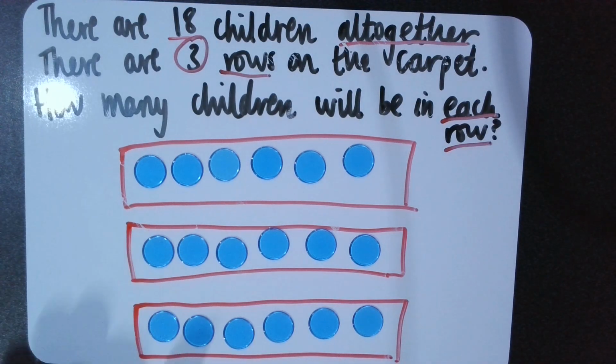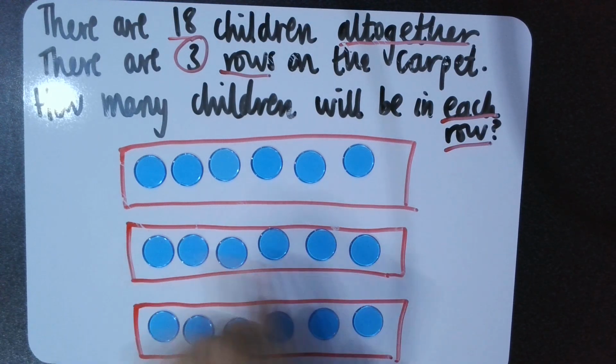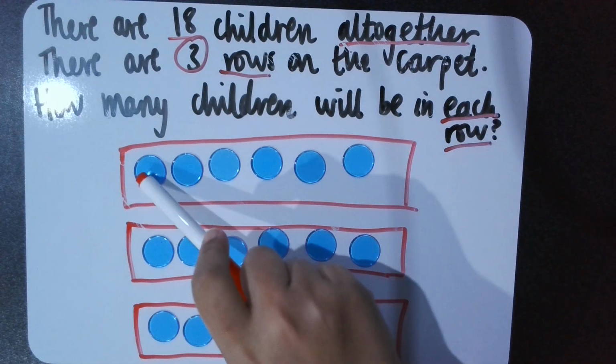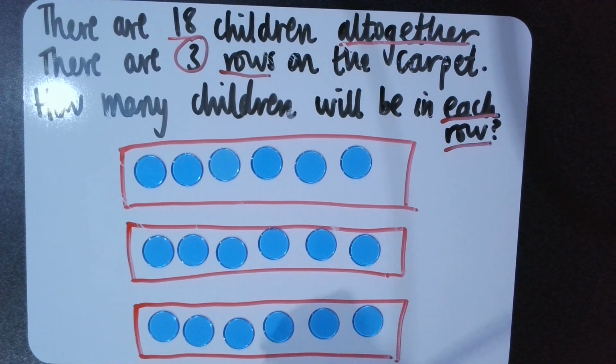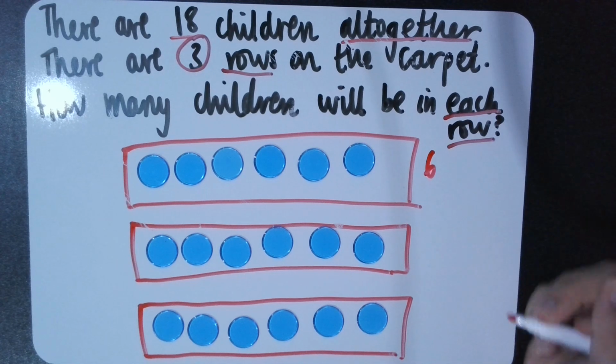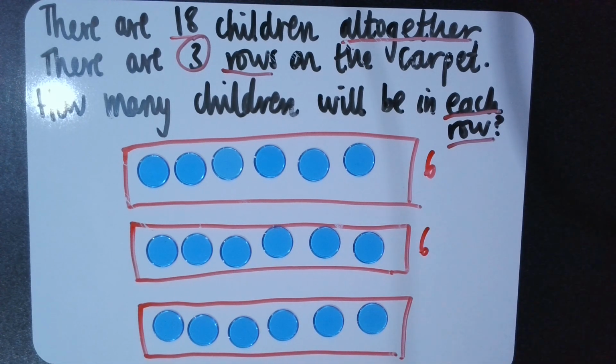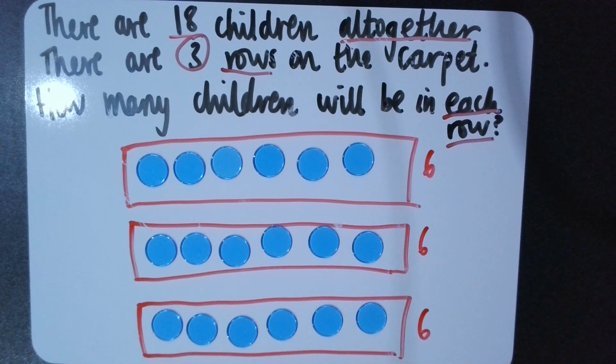Now I'm just going to count up how many counters are in each group to check if I've done that fairly. Let's count together. 1, 2, 3, 4, 5, 6. Okay, I've got 6 in my first group. Just going to write that here. 1, 2, 3, 4, 5, 6 in my second group. 1, 2, 3, 4, 5, and 6 in my third group.